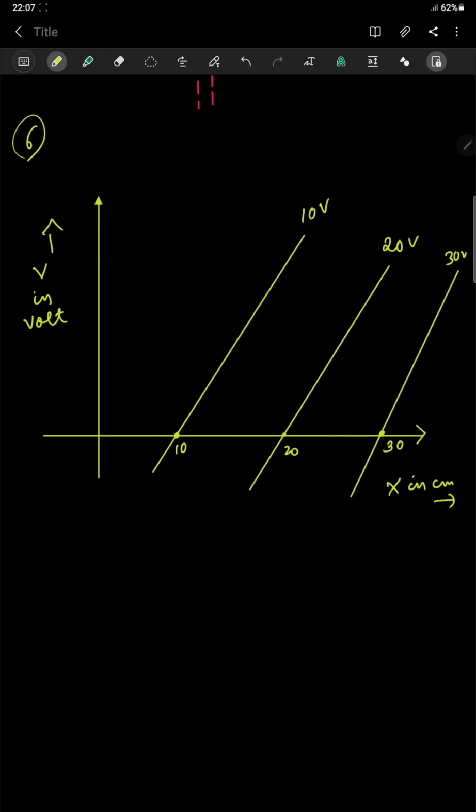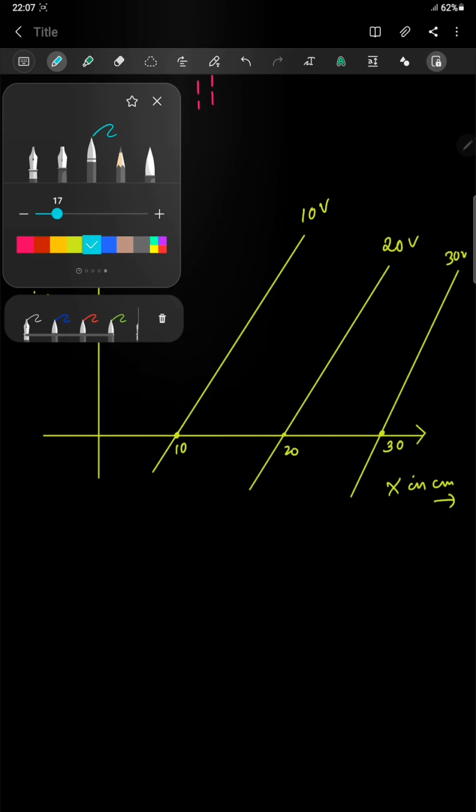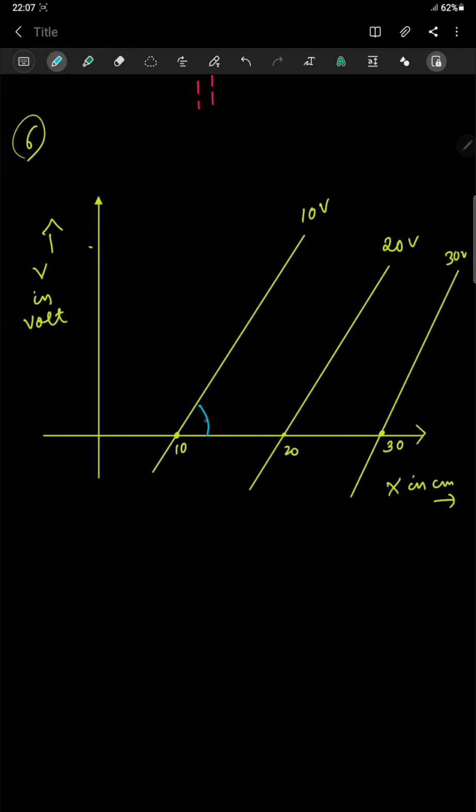And it is given that these are the equipotential surfaces. So 10 volt, 20 volt, 30 volt, they are the equipotential surfaces. Now it is given that each equipotential surface is inclined with the x-axis by an angle of 30 degree. Everywhere it is inclined by an angle of 30 degree. Okay. So now what is it asking? It is asking to find out the electric field.